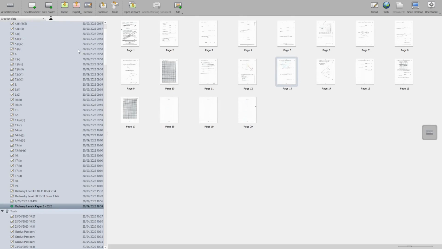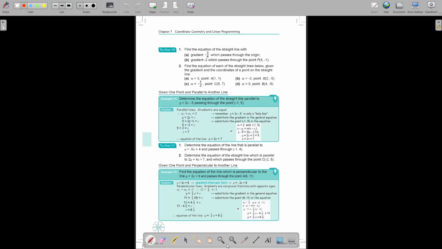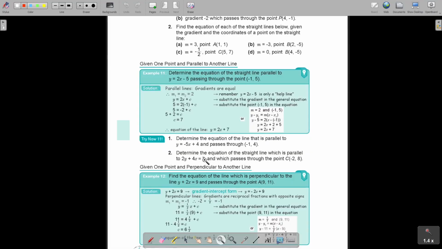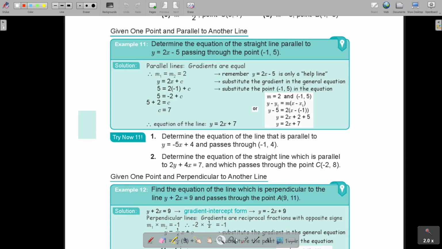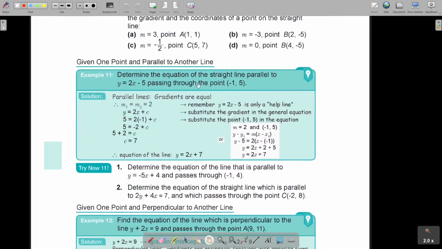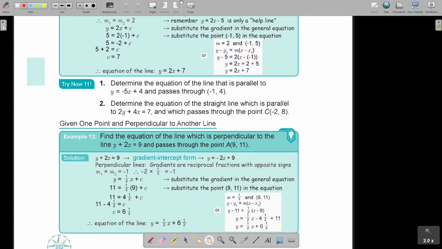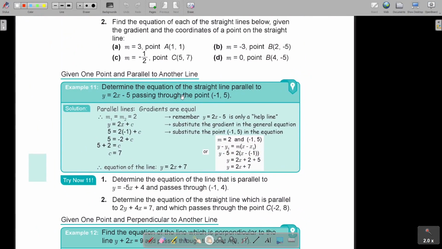So it's page 310 that I'm going to take you to, and I'm taking you to example 11. Can you recall the page that I said? 310. I'm still in chapter 7 in book 1. And I said I'm going to do number 11.